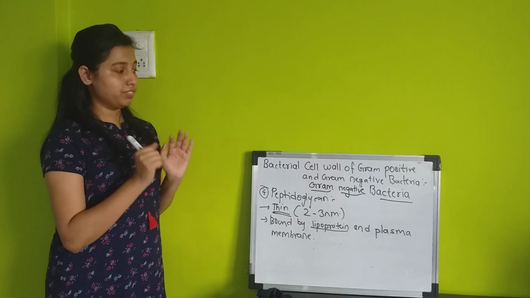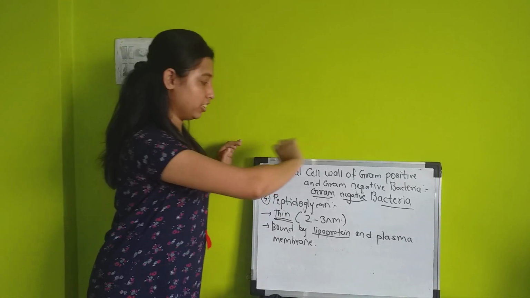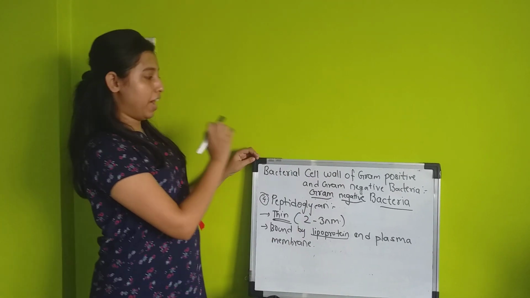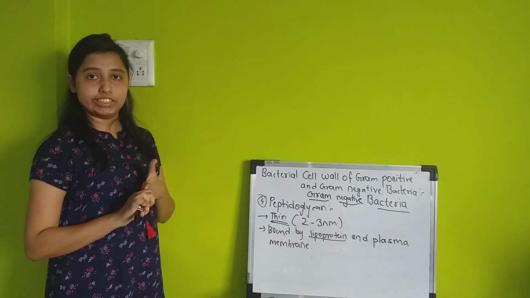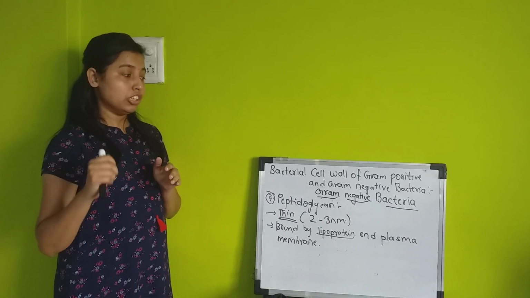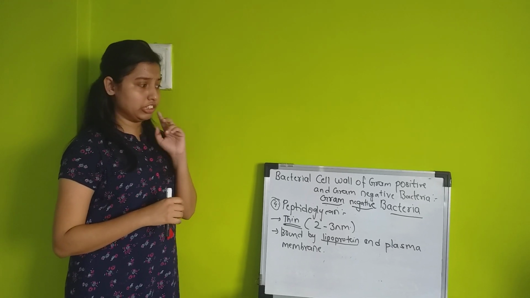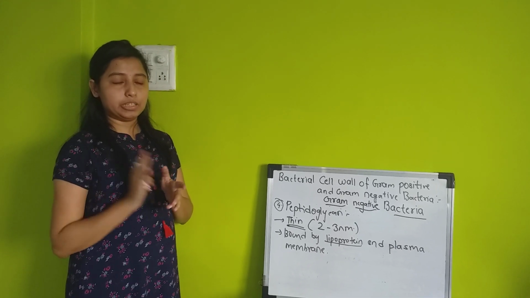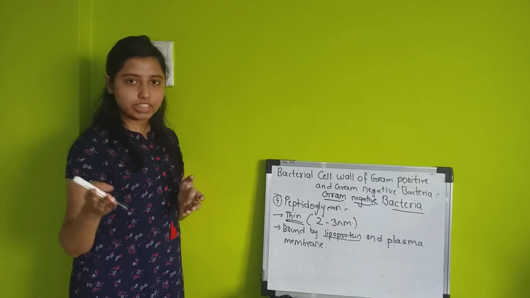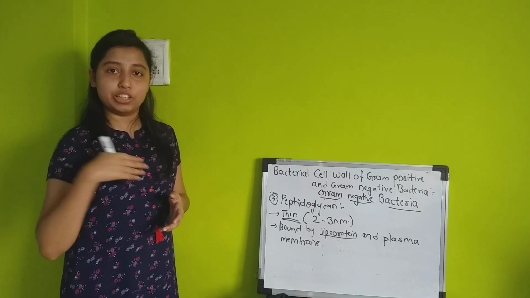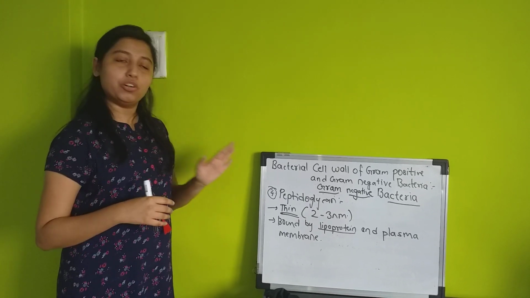So we had information about the bacterial cell wall of gram-positive and gram-negative bacteria. In the next video, I will start off with motility, cytoplasmic inclusions, or whatever is there. I will talk about that.